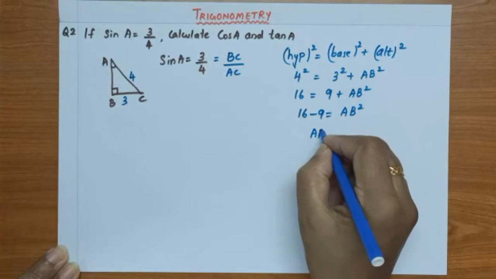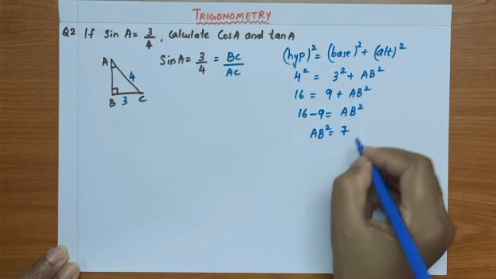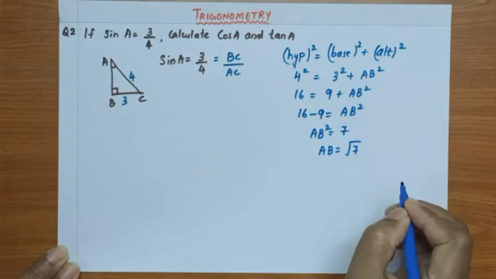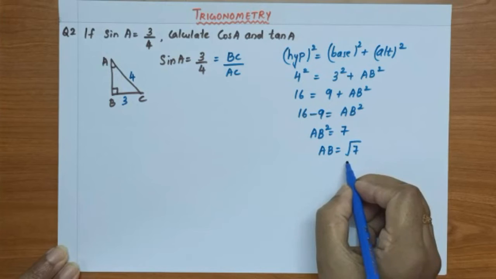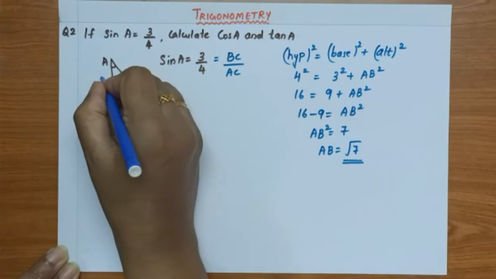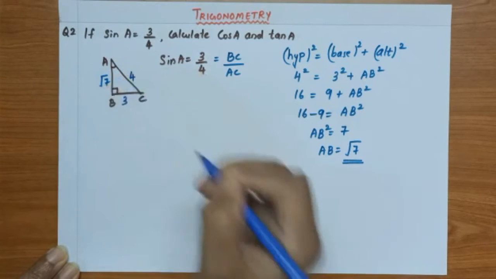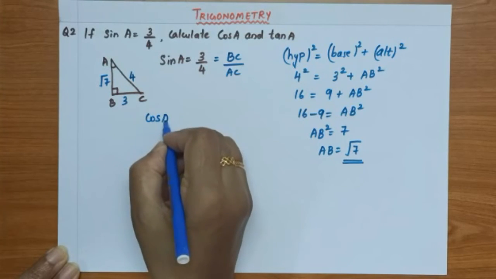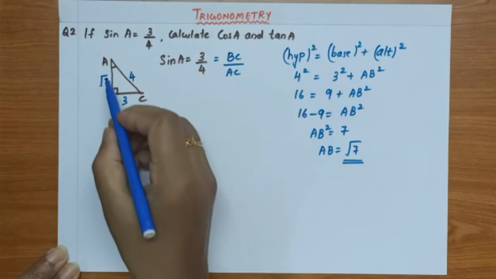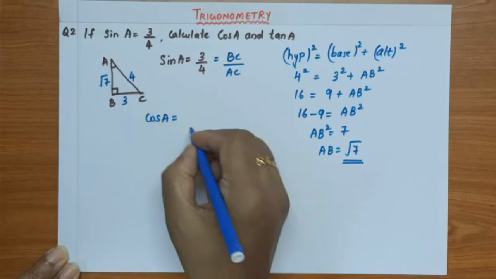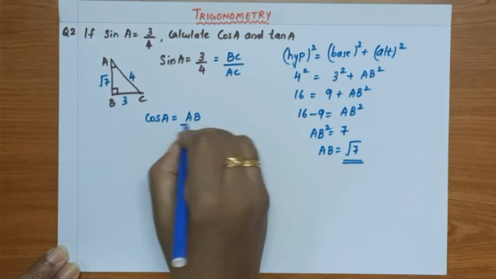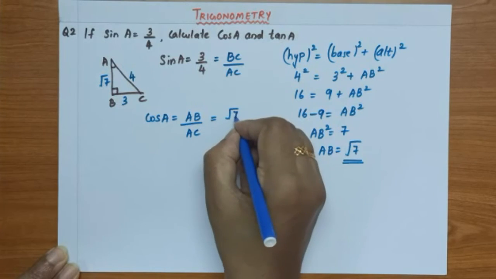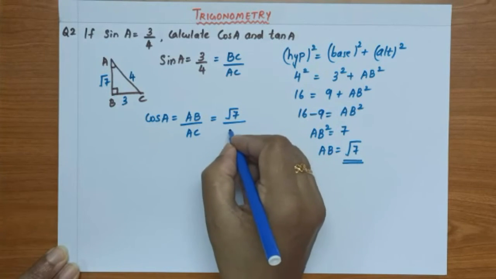So AB square equal to 7. AB equal to square root of 7. 7 is not a perfect square, so we can keep the same, square root of 7. So AB we got square root of 7. Now we can find out what is cos A. Cos A equal to adjacent side by hypotenuse, that is AB by AC. The value is square root of 7 by AC, it is 4.